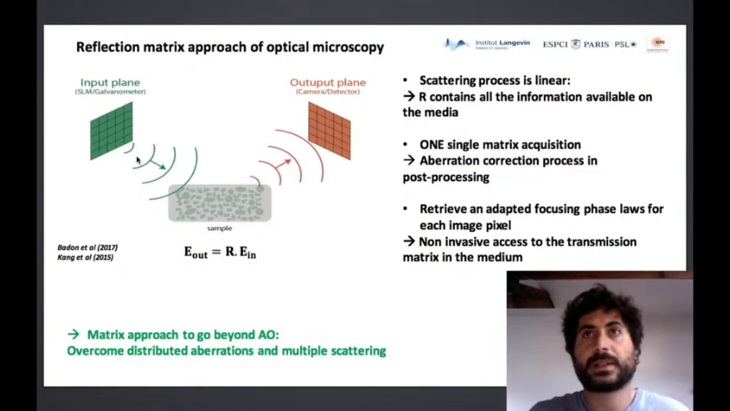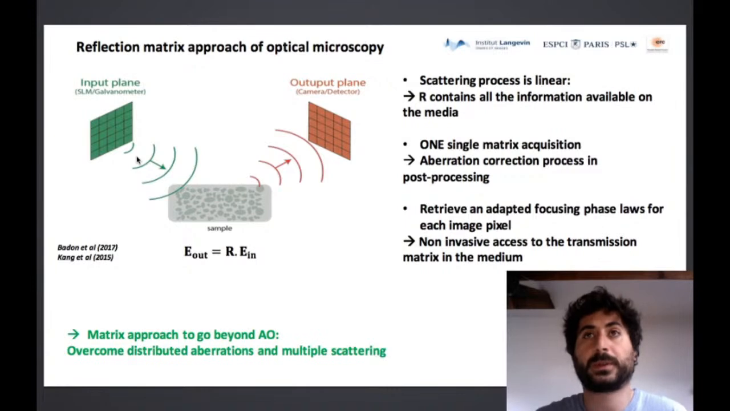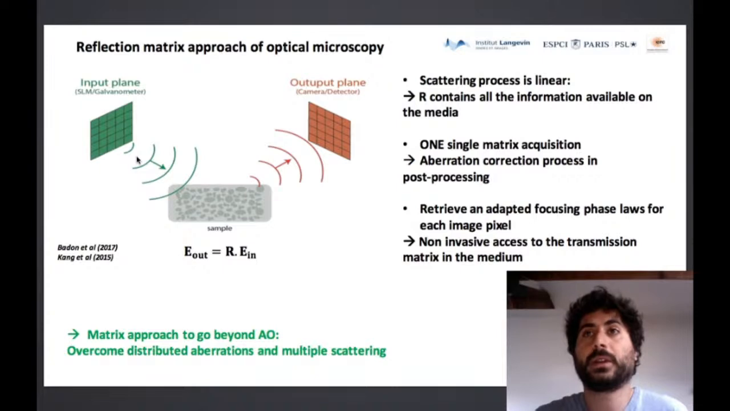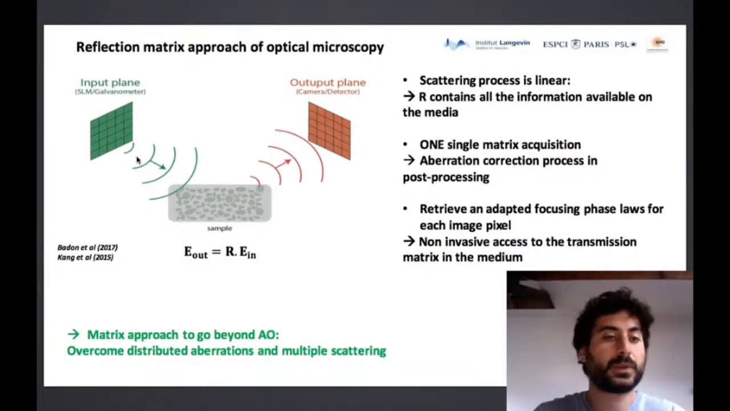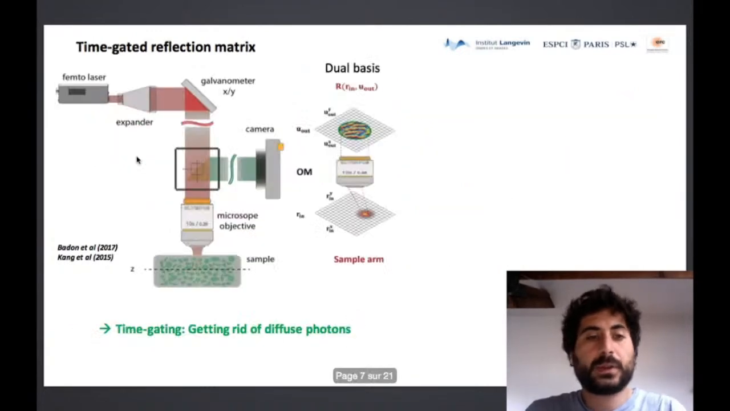So this reflection matrix contains all the information available on the medium, and we only acquire one matrix and then do the aberration correction process on the computer. So the ultimate goal for us is to retrieve, in a non-invasive way, a transmission matrix between one of the two planes explained before and a fictive plane inside the medium. So we can say that we would like to retrieve an adapted focusing phase law for each pixel in the image.